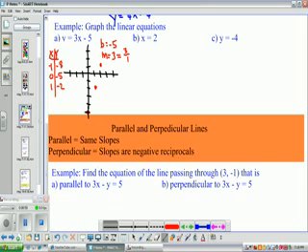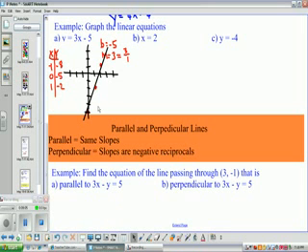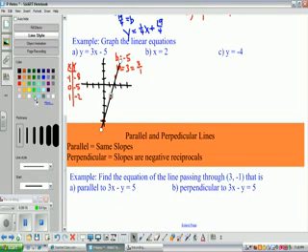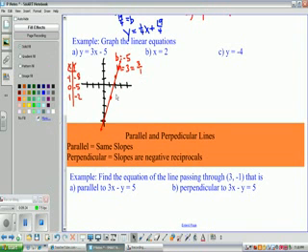Either way is completely acceptable. And then draw our line. Your line should have arrows on them. Draw arrows on each side.